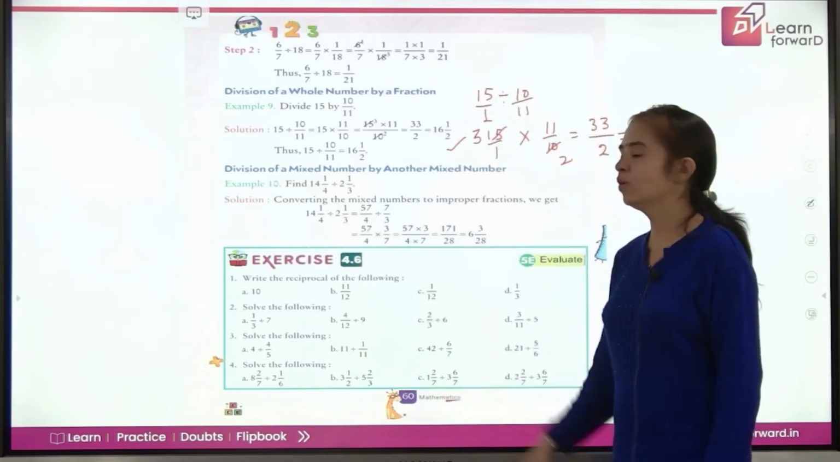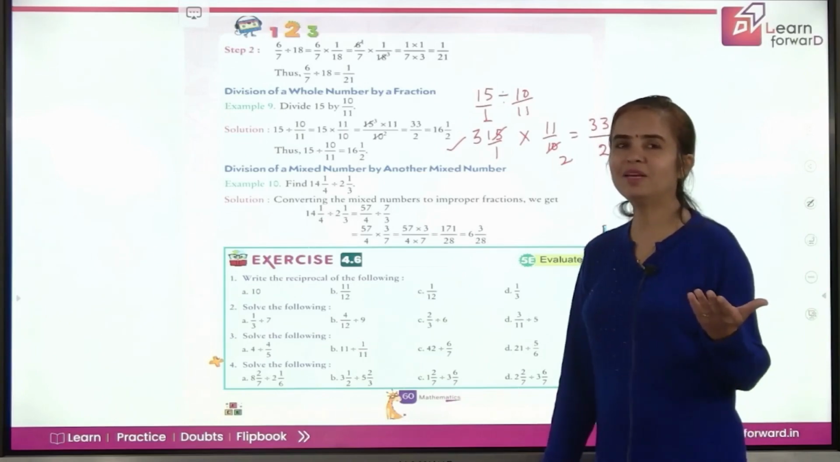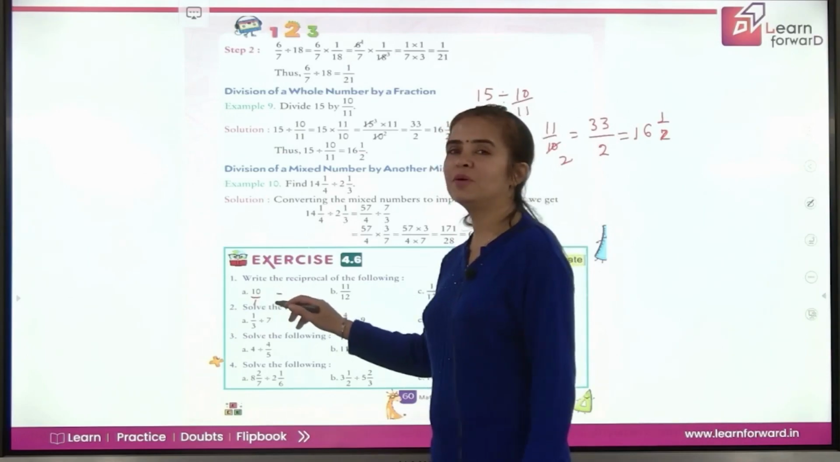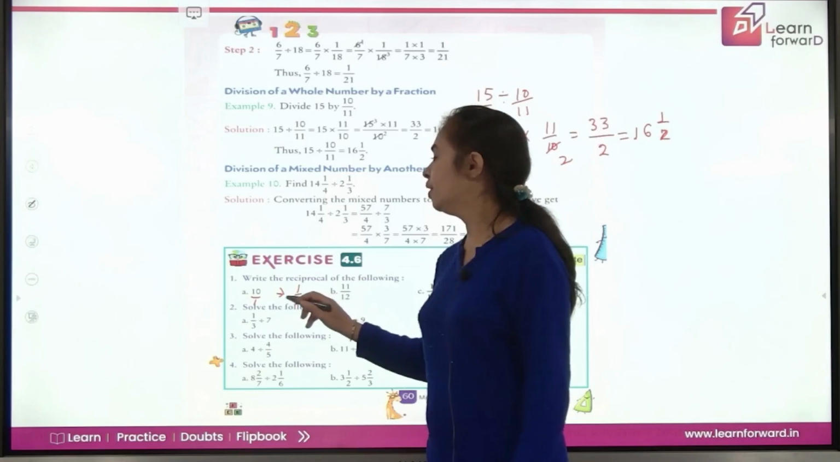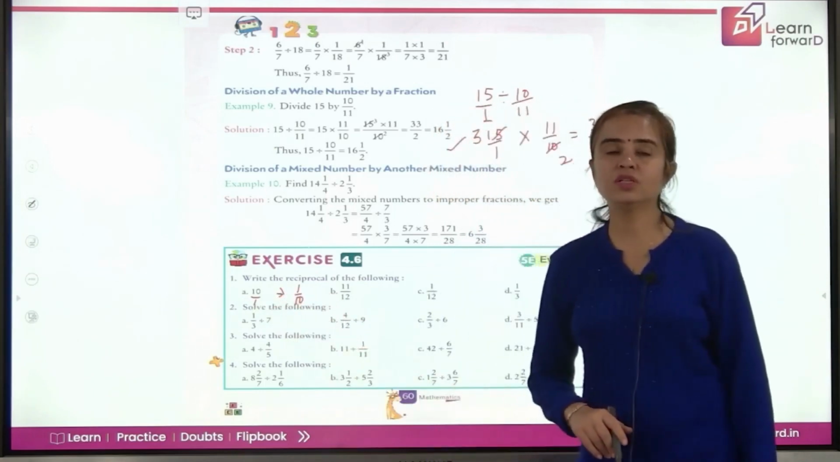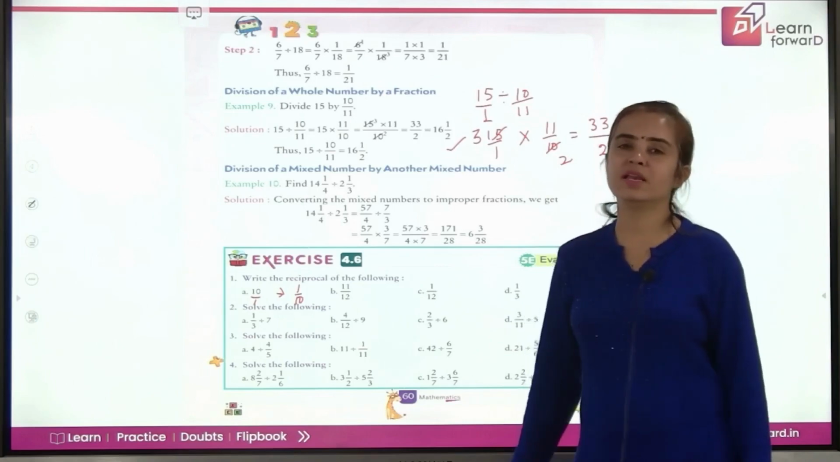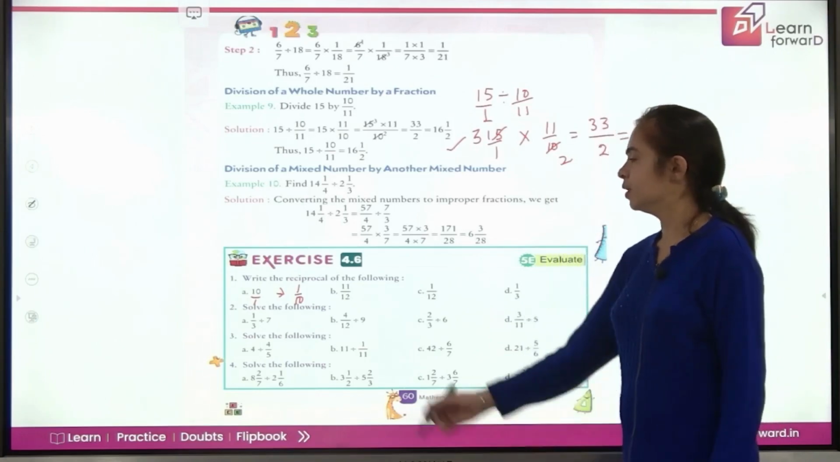Write the reciprocal of the following. The first number. What is the denominator? Yes, it is 1. So what will be the reciprocal? This will be 1 by 10. You will not write 10 by 1 is equal to 1 by 10. No, you'll write the reciprocal of 10 is 1 by 10, because these values are not equal.